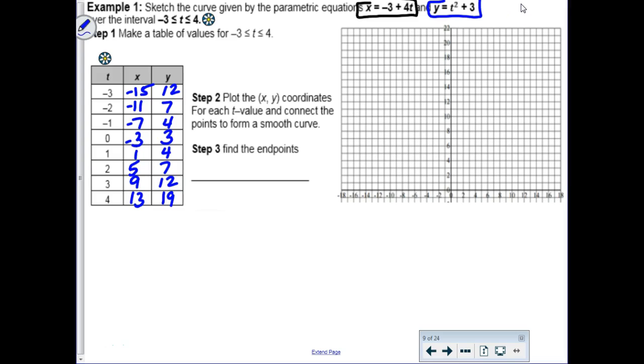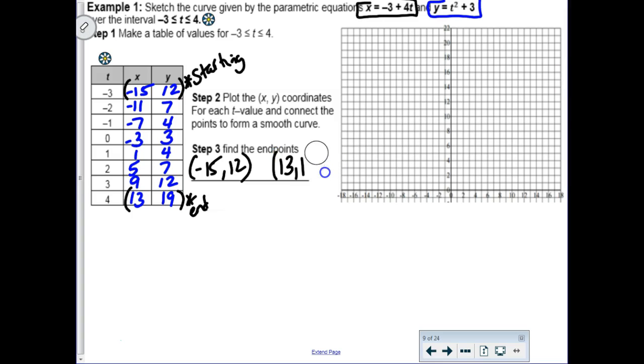So once we have our t, x, and y table filled out, you have a series of ordered pairs that you're going to have to plot. And remember, this is the starting point. This is the starting end point. That sounds weird. And this is the end point. So when I ask you for the endpoints, you can fill them out right here, actually. The endpoints are from -15, 12, and then it ends at 13, 19. Whoops, that's 19.